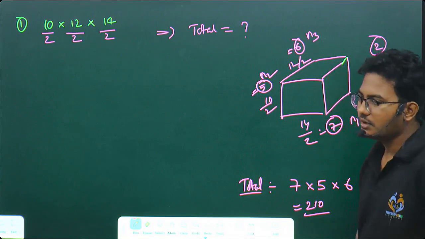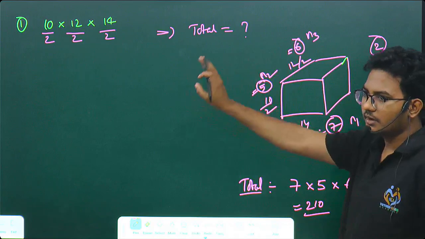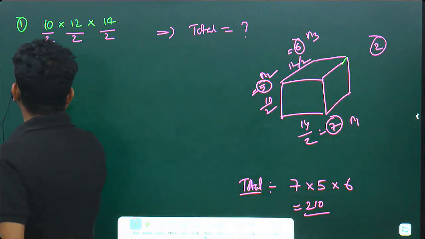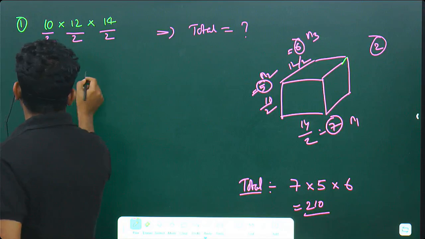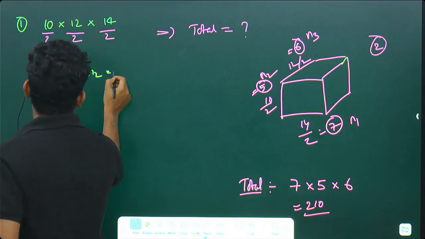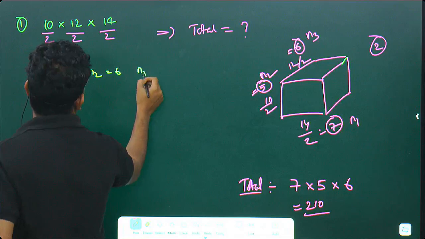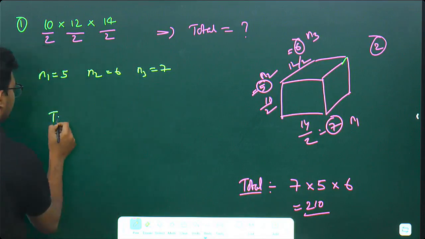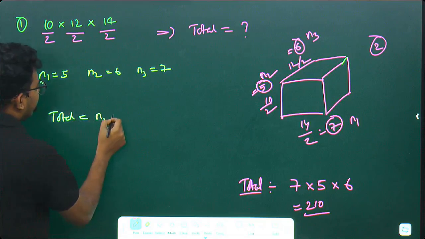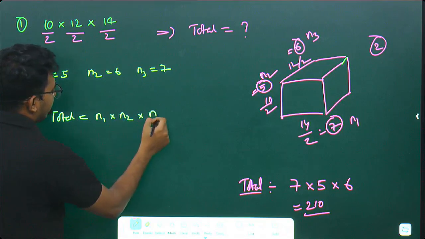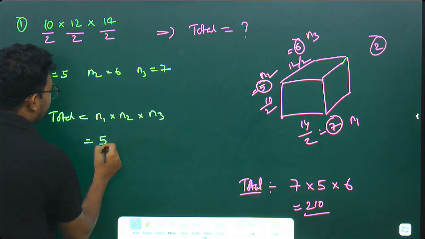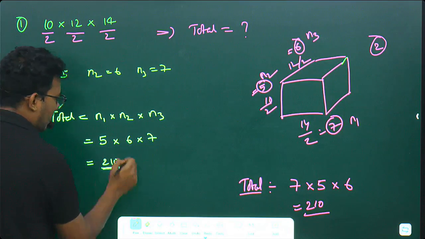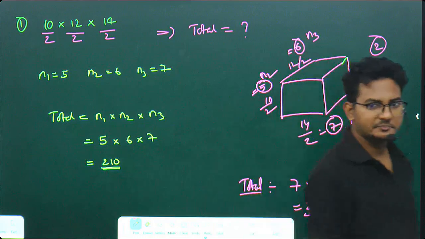210. So whenever you are getting a question like this, what you have to do is immediately find out n1 which is 5, n2 which is 6, n3 which is 7. Then if they are asking you for the total, simply n1 into n2 into n3, which is 5 into 6 into 7, 210. Understood? Concept clear?